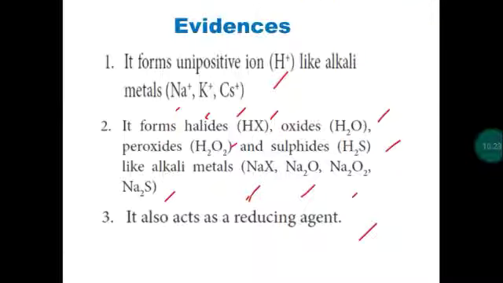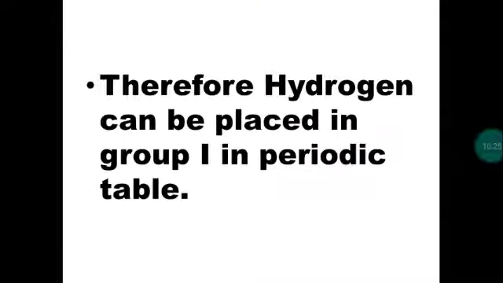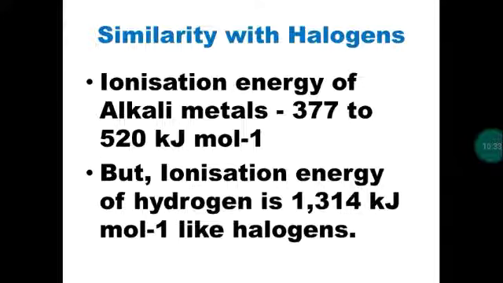So these are all the evidences that hydrogen can be placed in group number 1, because the electronic configuration and the properties are similar for hydrogen as well as alkali metals. Now, not only is the property of hydrogen similar to alkali metals, the property of hydrogen is similar to halogens also. Now we have a confusion, right? Hydrogen has similar properties to halogens also.